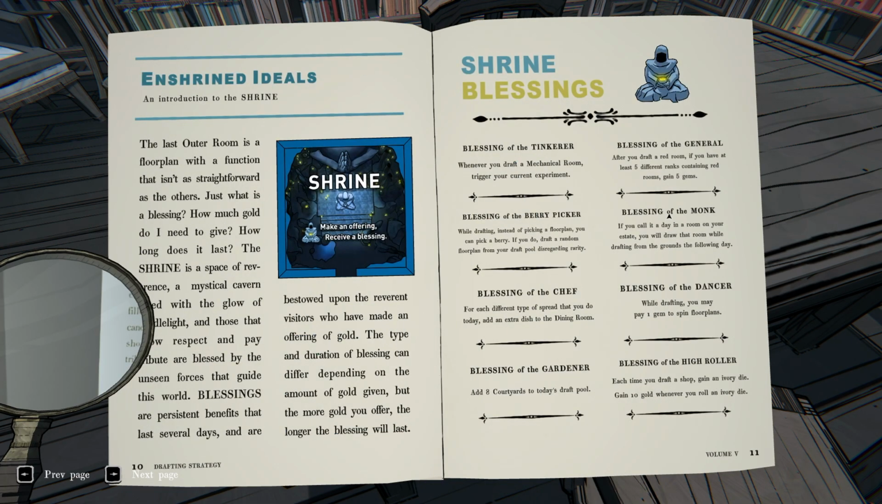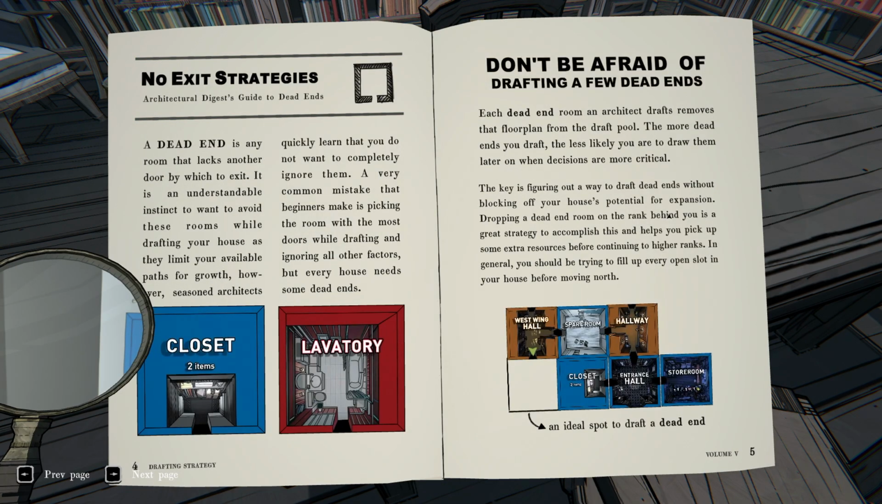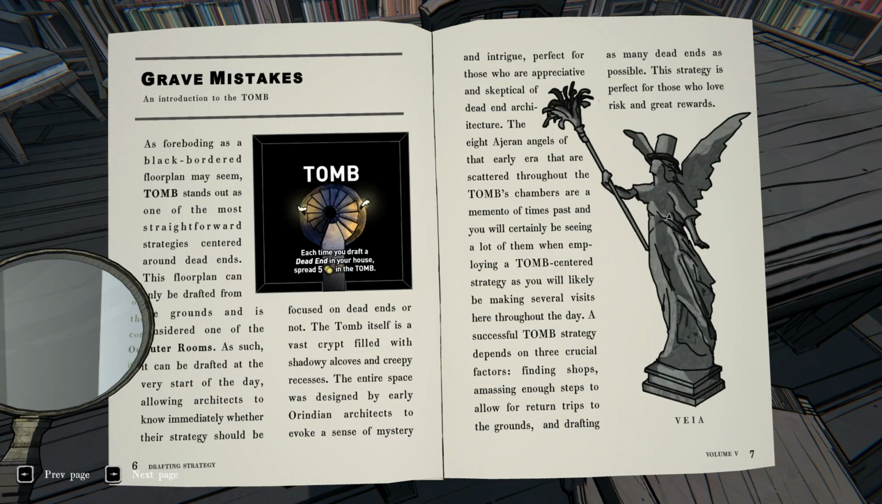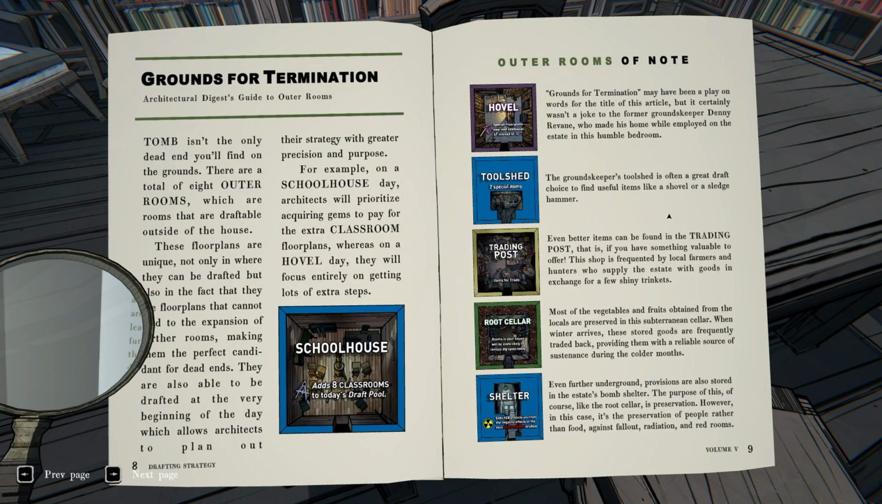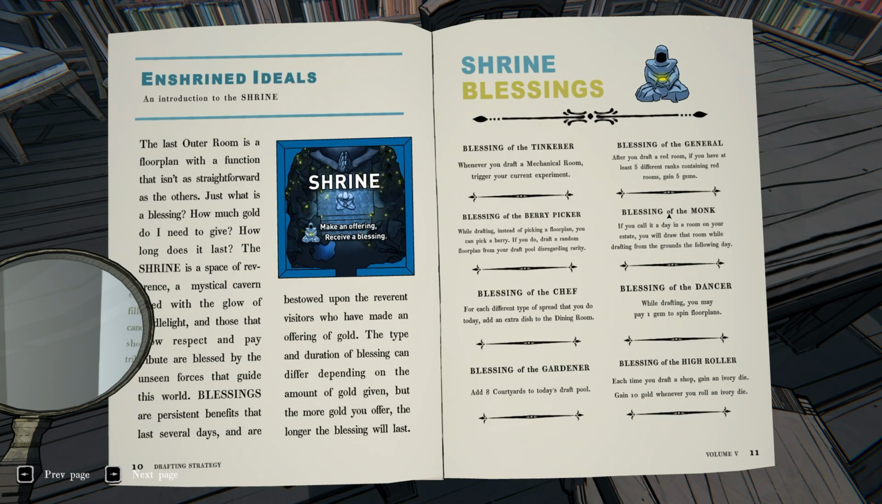Enshrined ideals. Okay, here. This straight up just tells me... I gotta make sure I got pictures of these. Boom. Boom. Boom. Boom. The last outer room is a floor plan with a function that isn't as straightforward as the others. Just what is a blessing? How much gold do I need to give? How long does it last?